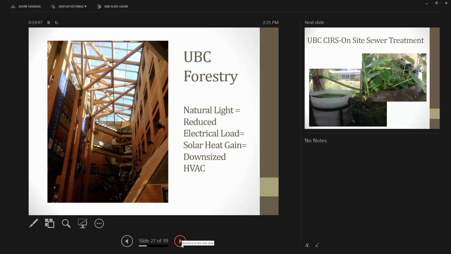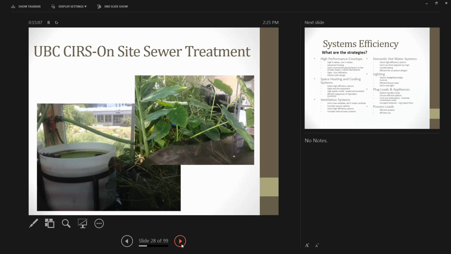So it was about a dollar for dollar wash in what they had to invest extra in the design and the structure to do this versus what they saved in downsizing the heating equipment and reducing their electric load. But now they continue to save that year over year with smaller electric load and smaller heating systems.